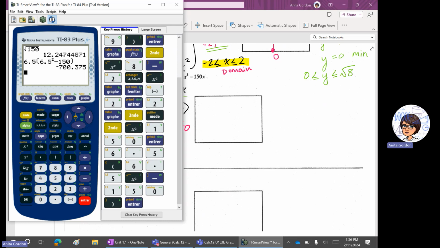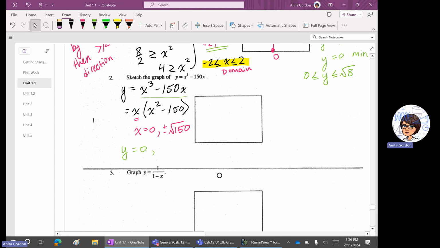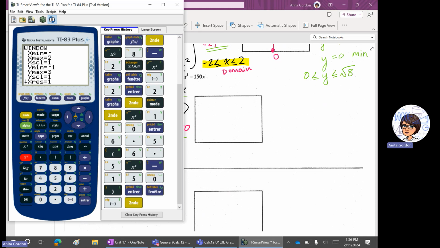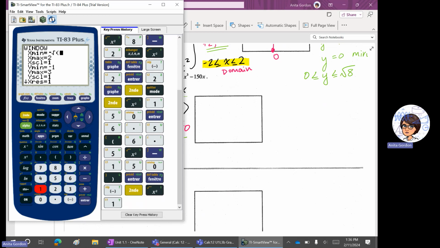So I go to my window, click on my minimum. What was my lowest number? My lowest number was going to be negative root 150. So negative square root, and instead of 150, I'm going to go slightly more. I'm going to go to 160. And then enter.